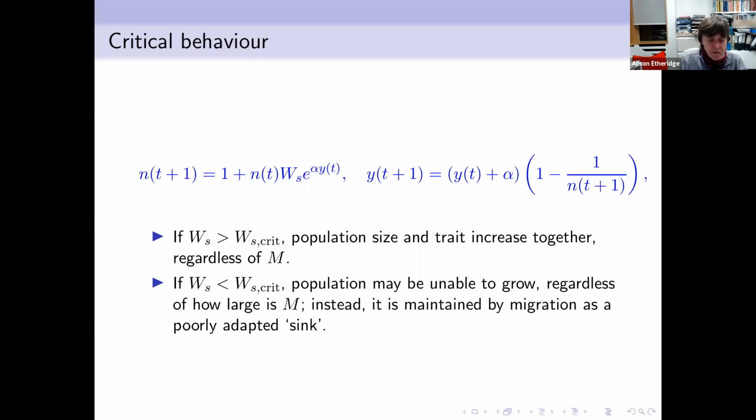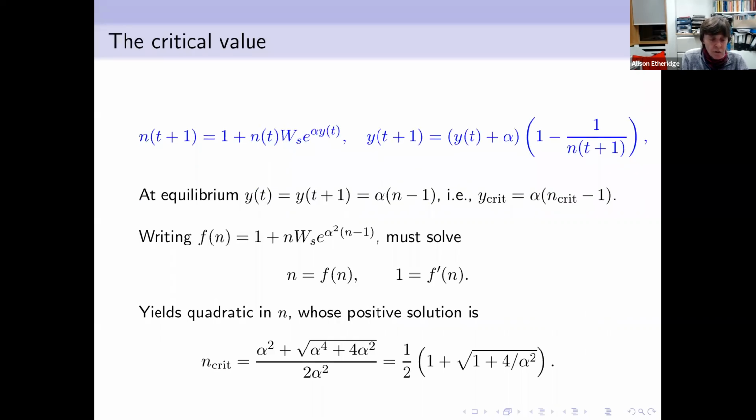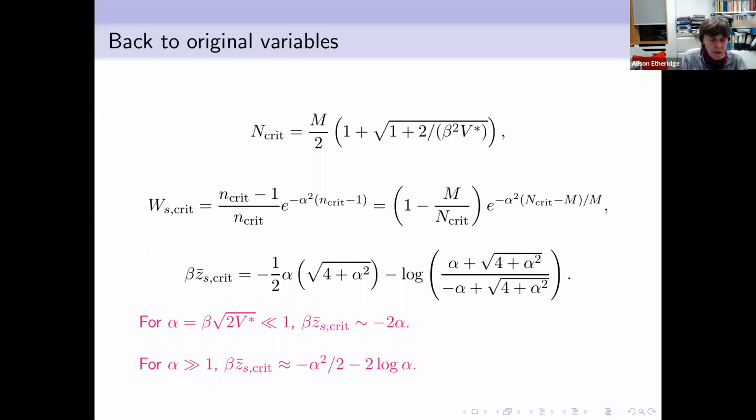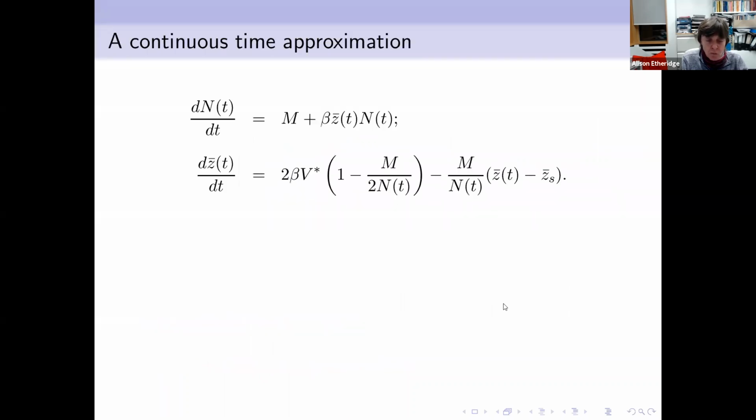And what we discover is that if the mean fitness in the source population is big enough, then population size and trait can increase together. Not so surprising. It doesn't really matter what the migration rate is. But if it's too small, the population may be unable to grow really regardless of how large the migration rate is. And what I want to do is actually understand a bit more about that. So let's push on to a new model where we can understand a little bit more.